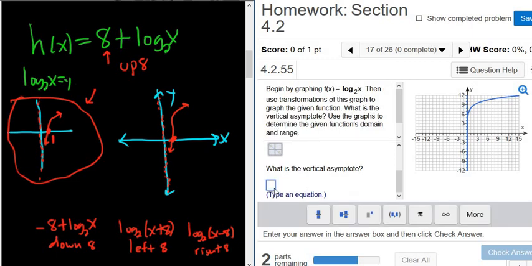That's x equals 0. It's always x equals for vertical lines. And it's always 0 by default. So we went up by 8, so it didn't affect it. If we would have gone left or right, then this could have changed.